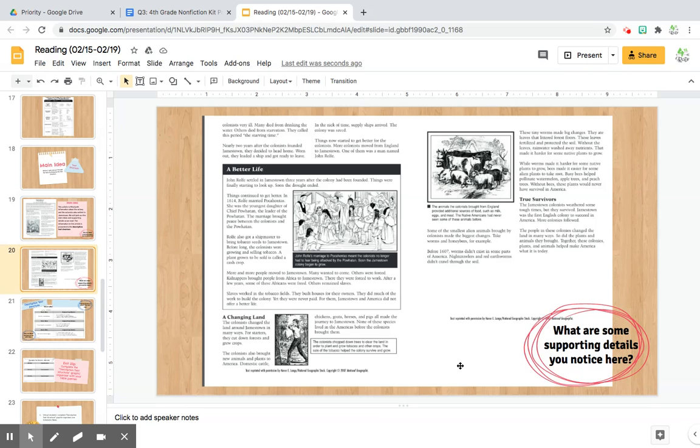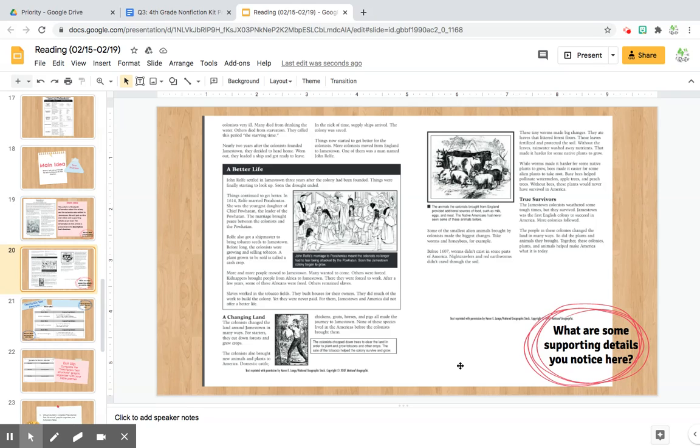A changing land. The colonists changed the land around Jamestown in many ways. For starters, they cut down forests and grew crops. The colonists also brought new animals and plants to America. Domestic cattle, chickens, goats, horses, and pigs all made the journey to Jamestown. None of these species lived in the Americas before the colonists brought them.